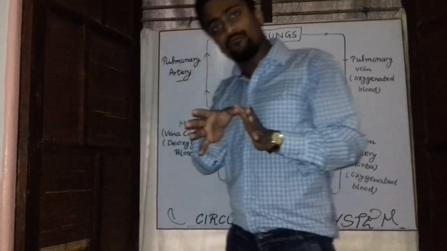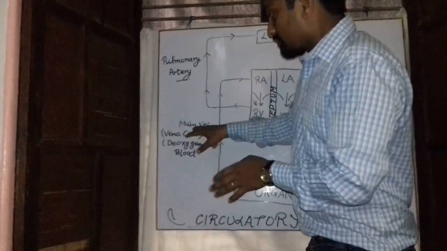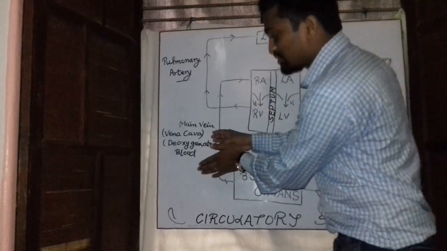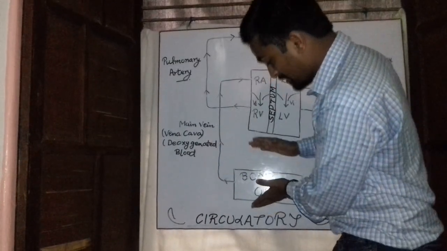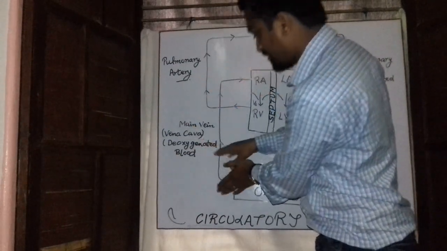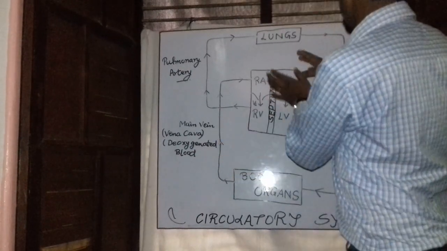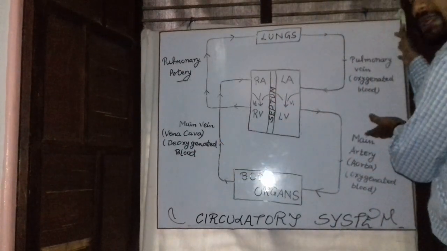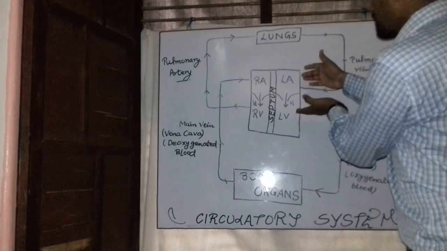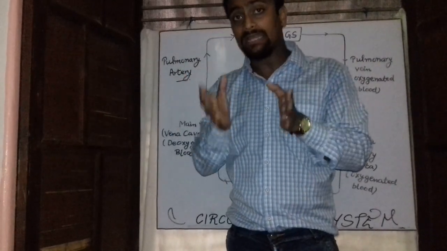And we also have two main veins. What are the two veins? The main vein, which is called the vena cava, carries the deoxygenated blood. Since the oxygen has been used by the body organs, the blood has become deoxygenated. So it carries the deoxygenated blood into the right atrium. Next is the pulmonary vein. This pulmonary vein receives the oxygenated blood from the lungs and supplies it to the left atrium.